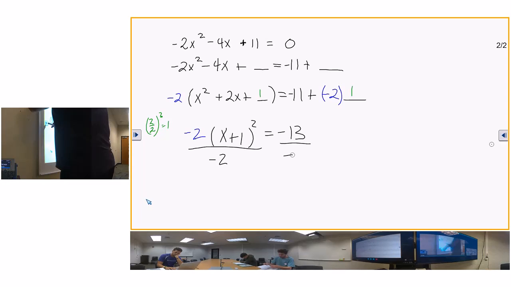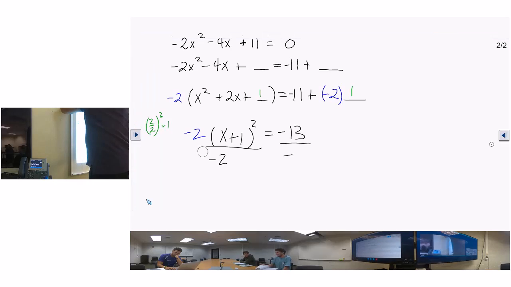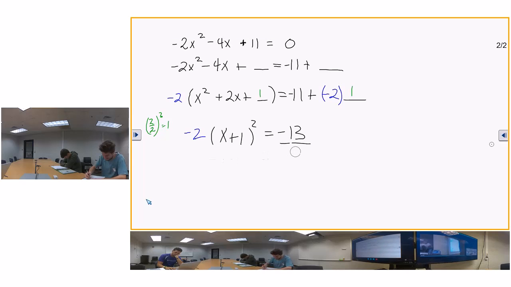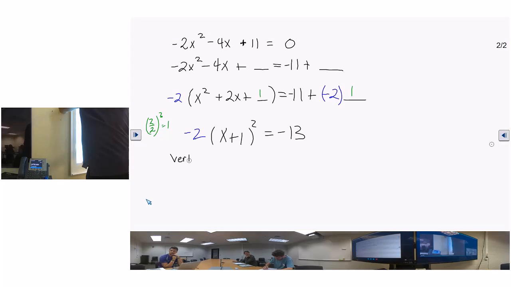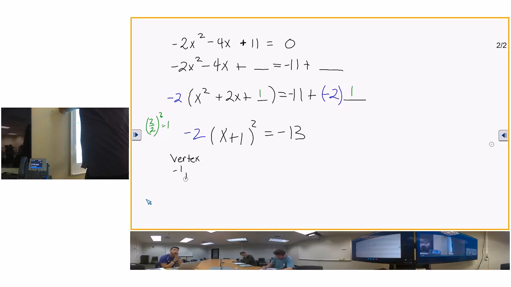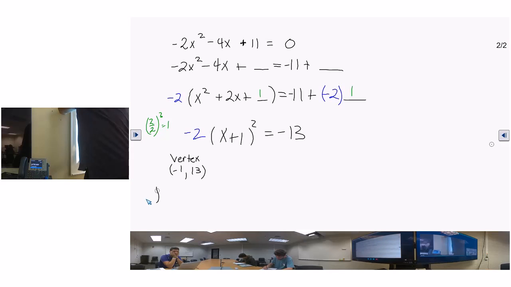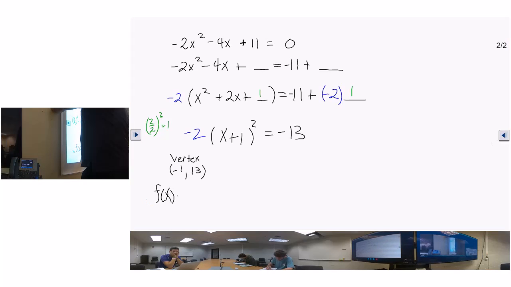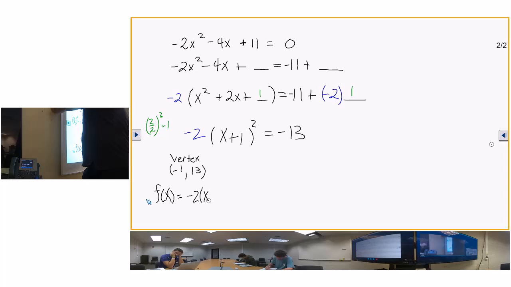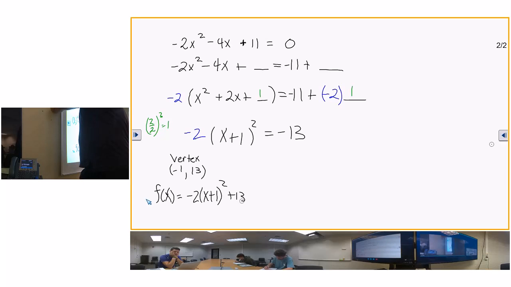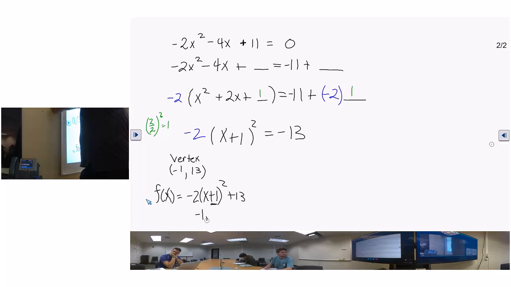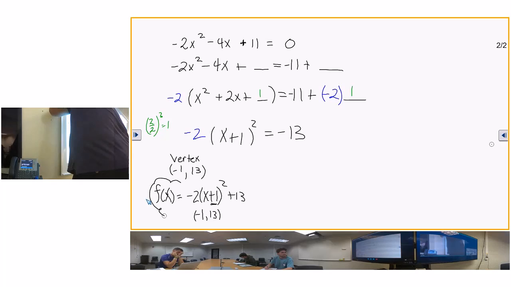Wait a minute. We have to find our vertex. What's our vertex? Negative 1 and 13. Or f of x is equal to -2 times (x plus 1) quantity squared plus 13. What's the horizontal shift of +1? Left 1. And what's the vertical shift of 13? 13. So there is the vertex.